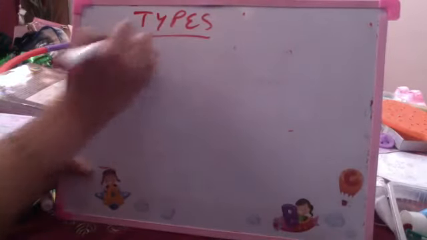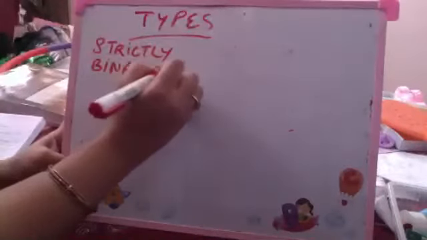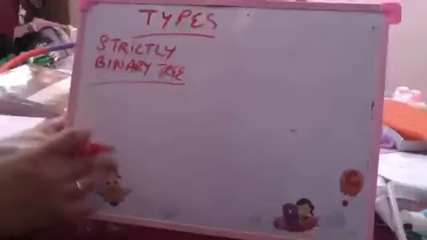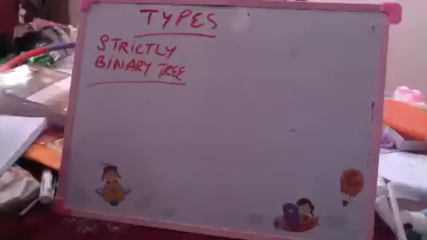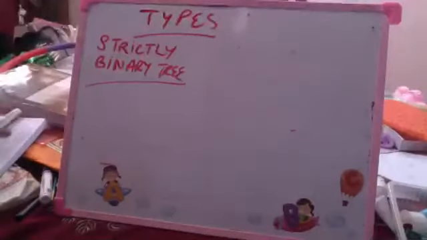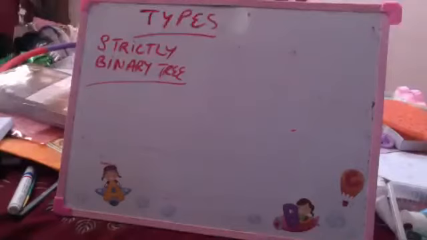Now in types of a binary tree, the first type I have is a strictly binary tree. A strictly binary tree is one in which each node has exactly 2 children or no children. There is no node which has a single child. Every node has 2 or 0 children. No node can exist having a single child.